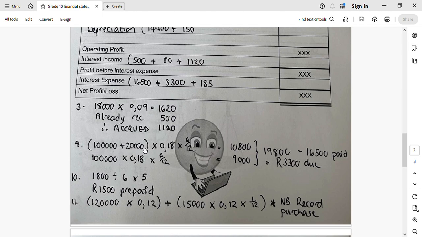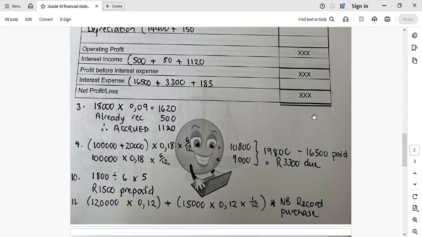So we've had 120,000 times 18% for 6 months, and you've got 10,800. And then for the other 6 months, you only owed 100,000. For those 6 months there, gives you 9,000. If you add those two together, you get 19,800. Don't forget to check, have we paid any of that 19,800? And yes, we have. We've already paid 16,500, so therefore only 3,300 is still due. So you're going to add the amount that is still due.